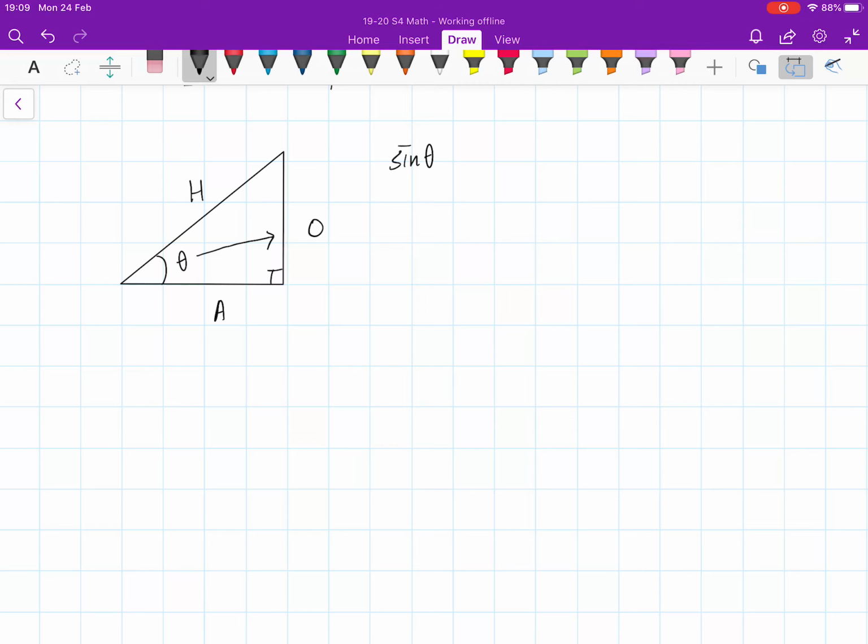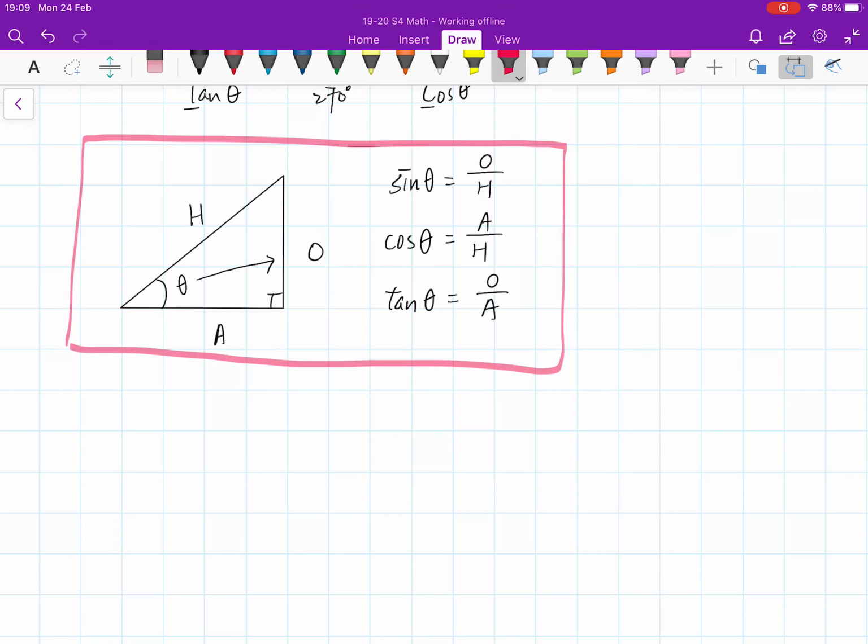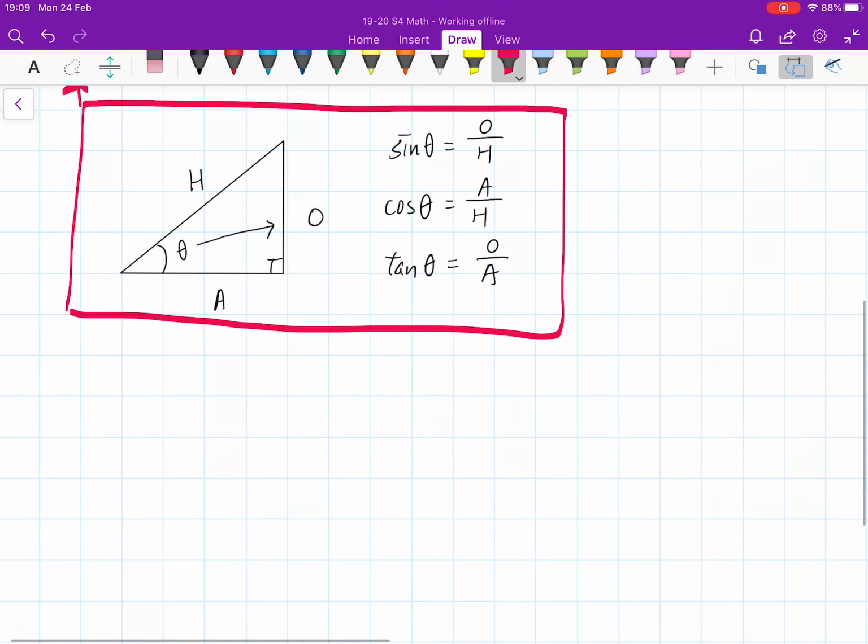Okay, then for sine theta, it is opposite side, O, divided by hypotenuse. And for cosine theta, it is adjacent side divided by hypotenuse, A over H. And finally, for tangent theta, it is opposite side divided by adjacent side. Okay, so please mark it down. We will use this very often in this chapter.